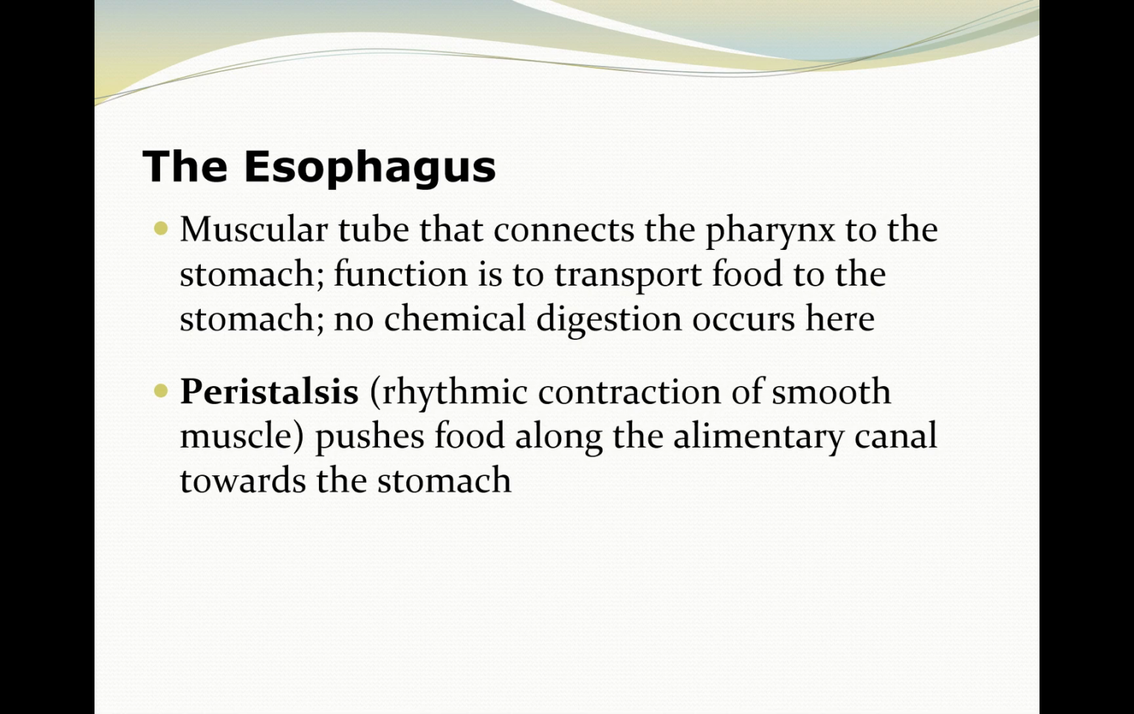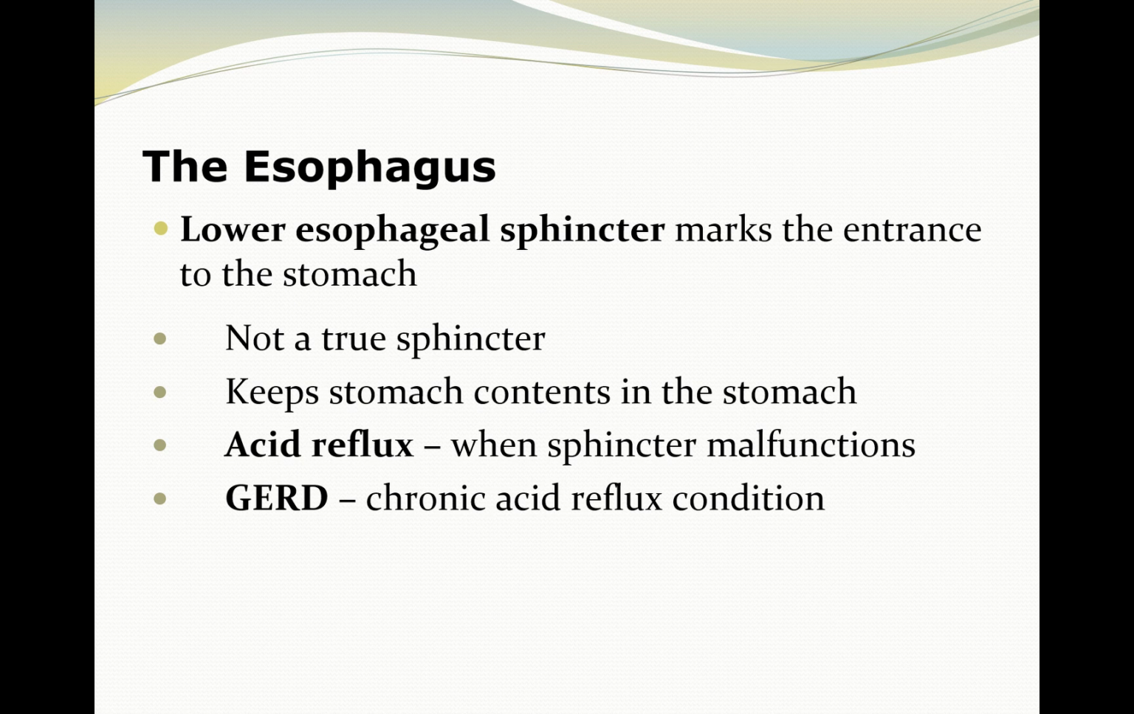It's transport only. Peristalsis is the rhythmic contraction of smooth muscle, which pushes food along the alimentary canal towards the stomach. There's a lower esophageal sphincter, which marks the entrance to the stomach. It's not a true sphincter, but it keeps the stomach contents in the stomach. And if you have acid reflux, that occurs when the sphincter malfunctions, and GERD is the chronic acid reflux condition.